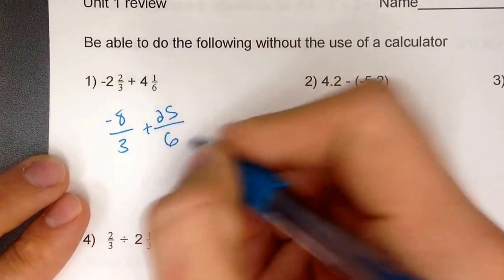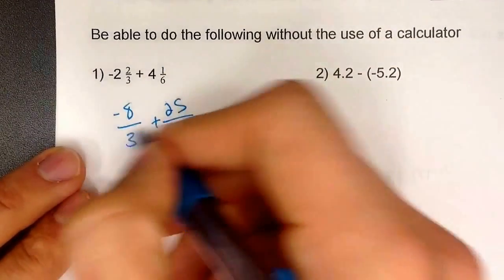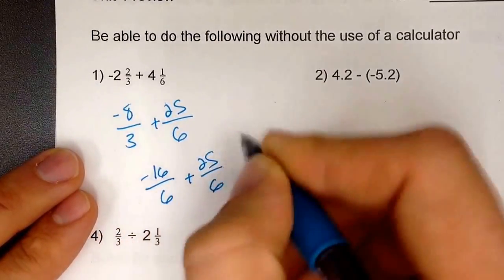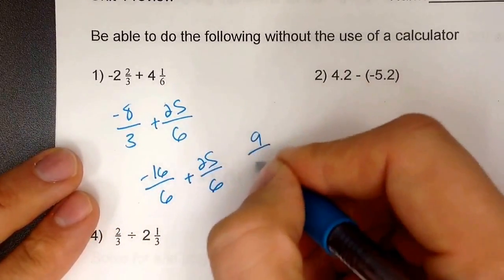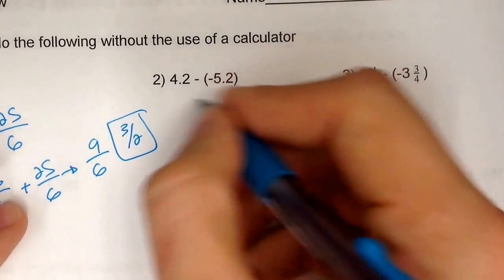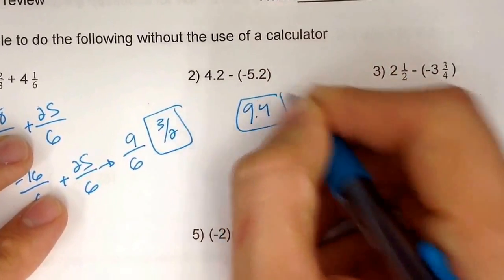The last step is to make them a common denominator, so I'm going to double this side. Times 2 times 2, we'll have negative 16 over 6 plus 25 over 6. Add those together, you'll get 9 over 6. Reduce that to 3 over 2. On this one, we've got subtract and negative. Same thing as add, so 4.2, 5.2, 9.4.